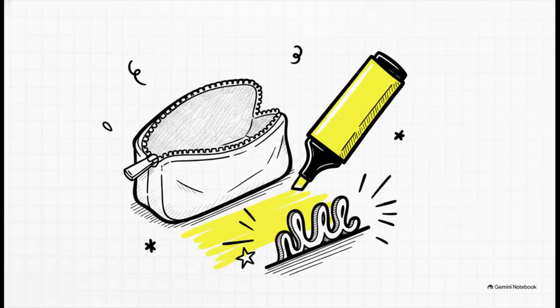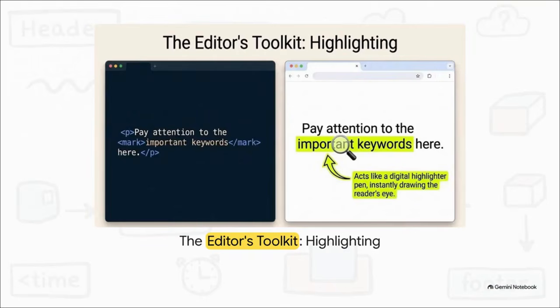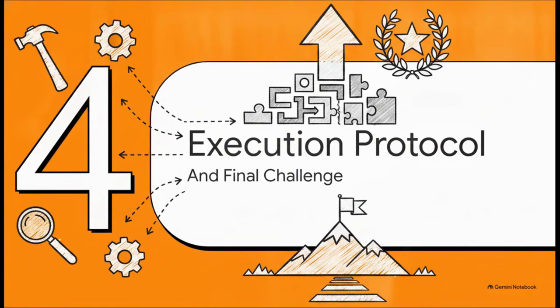To finish off this editor's toolkit, you really need a way to make certain words just jump right off the screen, but without fundamentally changing their core structural meaning. Enter the mark tag. Honestly, you can think of the mark tag exactly like reaching into your pencil case and pulling out a bright fluorescent digital highlighter pen. For example, take a sentence like, pay attention to the important keywords here. By wrapping the words important keywords inside that mark tag, it instantly draws the reader's eye by throwing a bright yellow background behind it. It's incredibly effective for guiding user attention through dense blocks of text, making sure you're highlighting exactly what matters most.